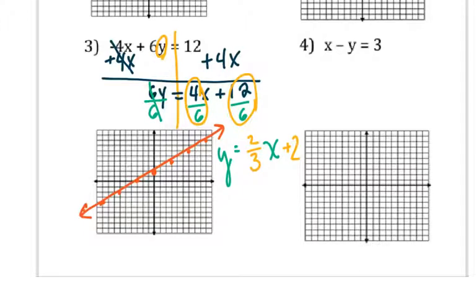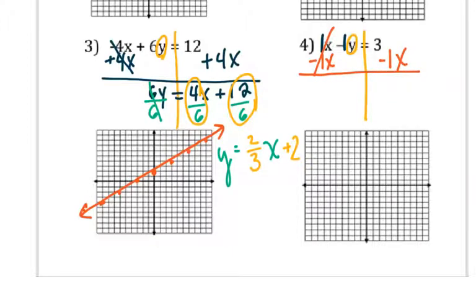Okay, let's look at number 4. So in number 4, I like to put invisible ones. That's a 1x, and that's a 1y. Again, we are solving for y. So in order to get y by itself, we need to subtract the x. Get rid of your x. They're an x for a reason. Move it to the other side.